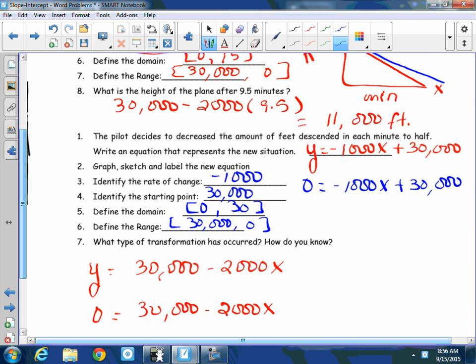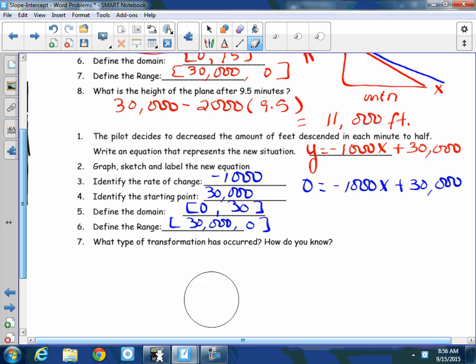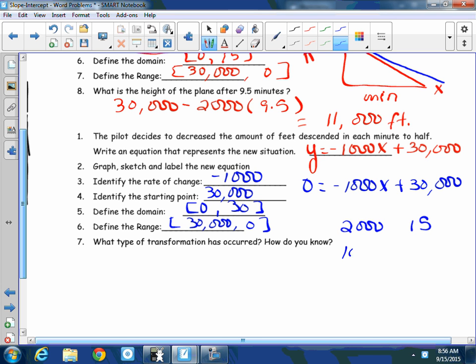Okay, so what type of transformation has occurred? No, we didn't shift. Remember, it was 2,000. At 2,000, it was 15 minutes. So at 1,000, because that's slower, it's going to be 30 minutes. Does it make sense? The faster it goes down, the less time it's going to take. But now it's going down a little slower, so it's going to take more time. Because it's half of it, it's going to double over here.